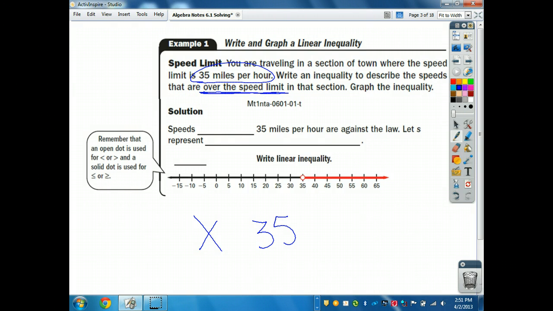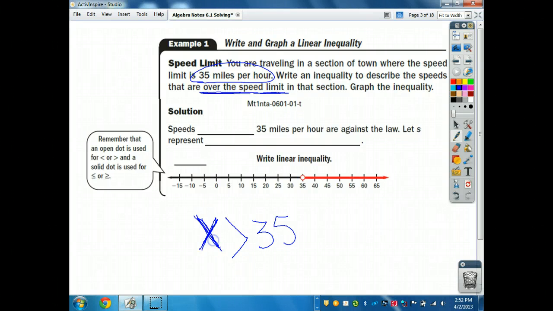So can I include the 35? No. So it doesn't equal the 35, right? So I can't have that line underneath it for equals because it does not include the 35. Now, can it be 34 miles? No. So it's not going to be what then? Less than. Can it be 36 miles? Yes, because that's bigger. So our speed limit includes anything that is greater than 35 miles per hour, right?